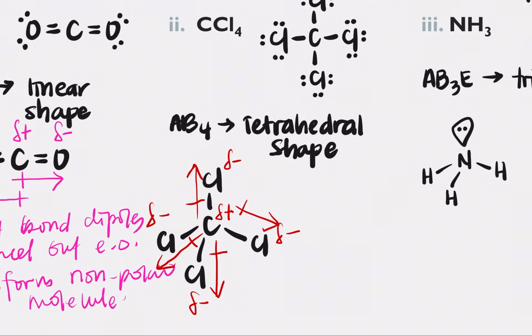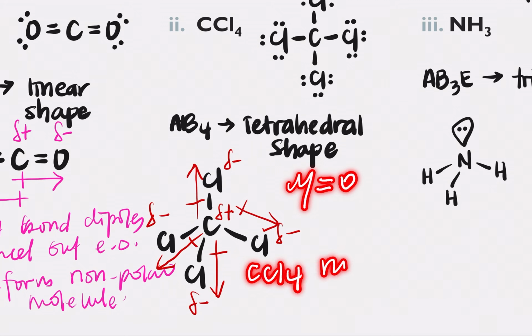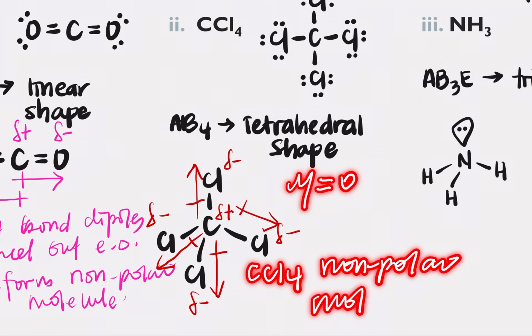So your resultant dipole moment will cancel out each other. Okay, so that is your reason. Your bond dipoles cancel out each other. So you can conclude that your mu is equal to 0. Therefore, CCl4 is a non-polar molecule. Okay.